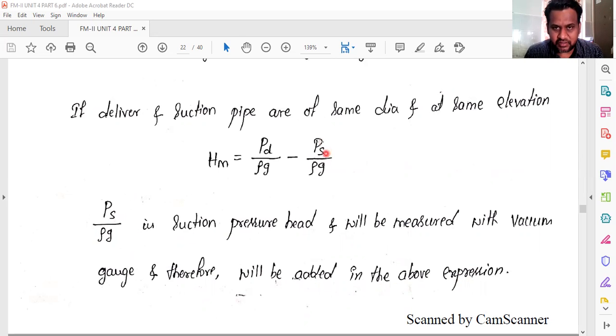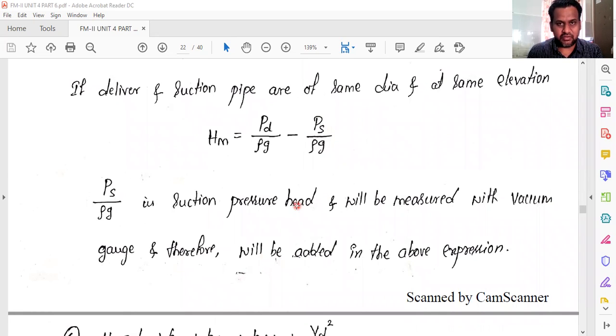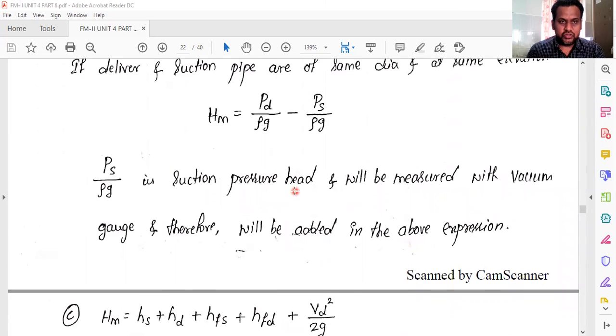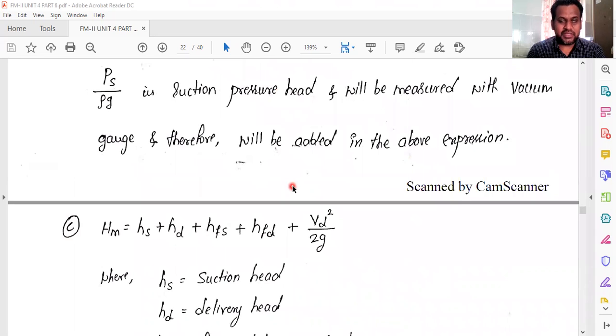So obviously at this particular location, that is in the suction, whatever suction pressure head is created will be measured by using the vacuum gauge. Because once the impeller starts rotating, at the eye of the impeller the suction pressure is generated. That is nothing but vacuum being created, so it sucks the water towards that particular point. So this is the second equation, the second way you are going to find out the manometric head.